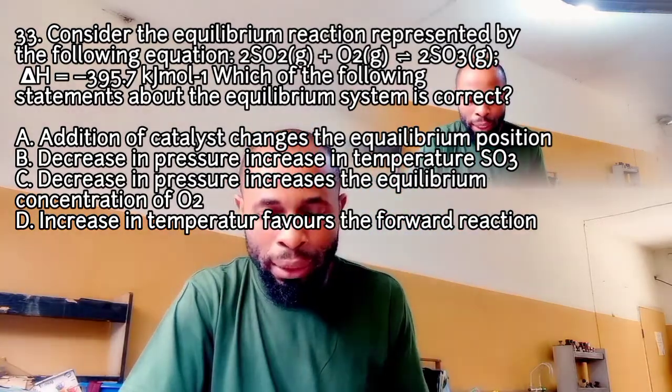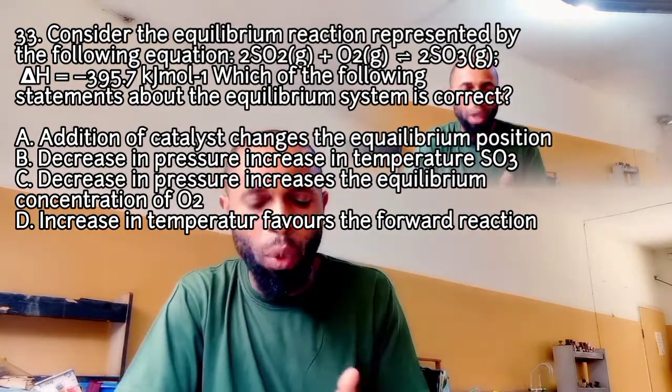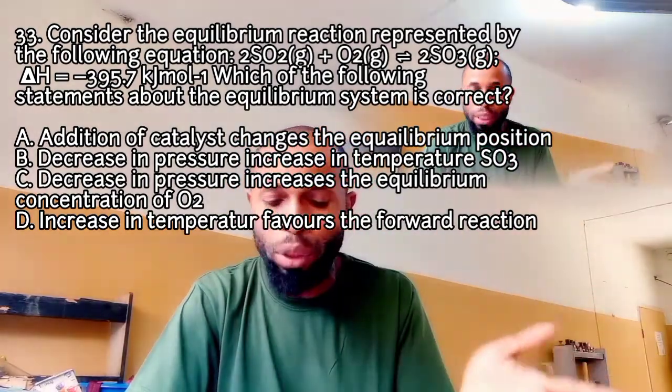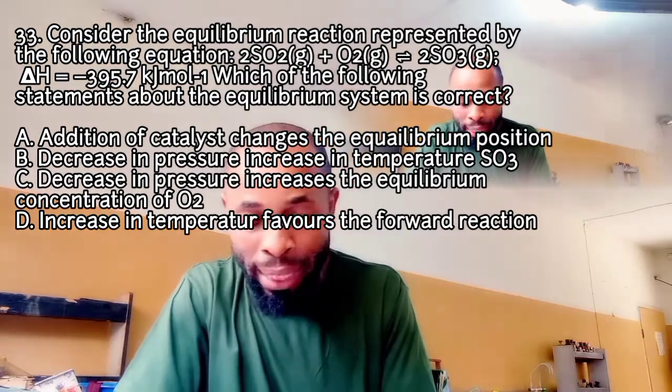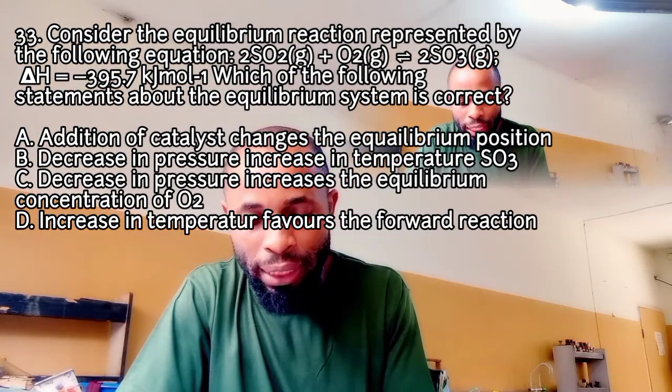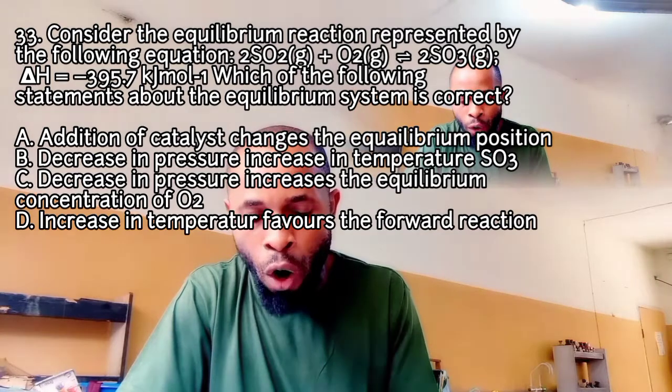And if you look at the equation, the one that's supposed to have the highest volume is the one that has the highest mole, and the highest mole here is the reactant side, and that goes against B. Option C: decrease in pressure increases the equilibrium concentration of O2.